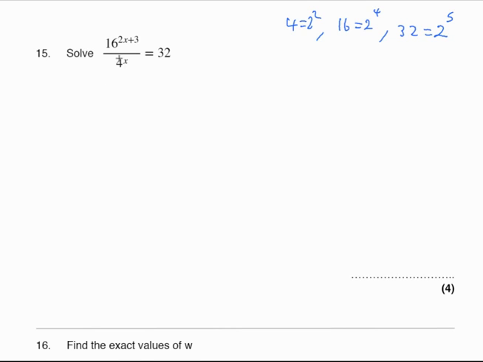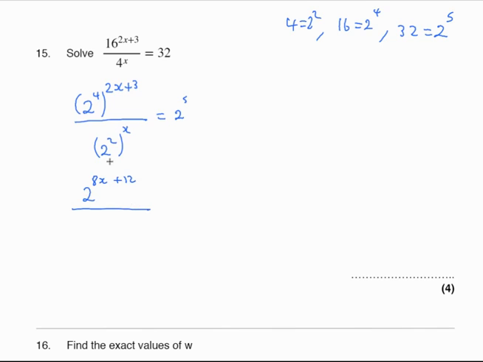So rather than writing 16 to the power of 2x plus 3, I can put 2 to the power of 4 raised to the power of 2x plus 3, all divided by, rather than putting 4 to the power of x, I can put 2 squared to the power of x. And rather than putting 32, I can put 2 to the power of 5. Okay, now I can simplify the top, and that becomes 2 to the power of 4 times 2x is 8x. 4 times 3 is 12, so 8x plus 12.